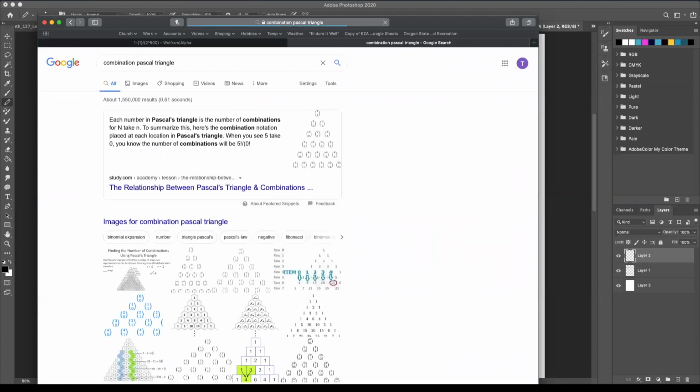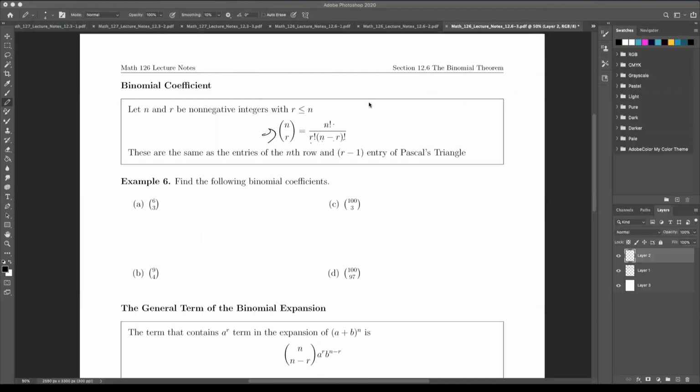The funny thing is that these numbers for Pascal's triangle are the same as the combinations: 1 choose 0, 1 choose 1, 2 choose 0, 2 choose 1, 2 choose 2, 3 choose 0, 3 choose 1, and so on. So these are the exact same. Let's actually crunch through a couple just for kicks and giggles.